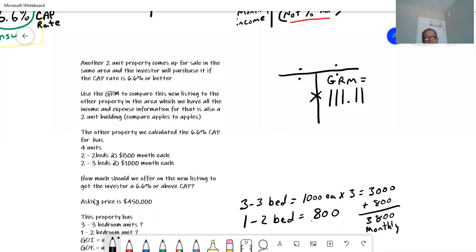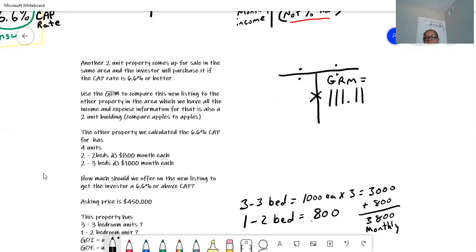Well, hold on a second. That's because the other building had two 2-bedrooms and 2 3-bedrooms. This one has 3 3-bedrooms and 1 2-bedroom. Oh, okay. Then we have a little extra profit. So it's earning more money. That's why. All right. Now, where does the small number go on the GRM?